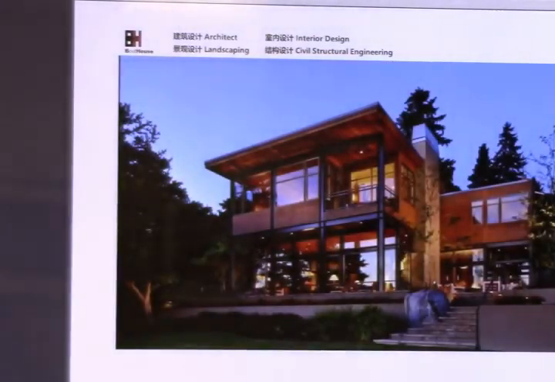So here we are just generally talking about the building types. It's not all, it's just basic types and some advantages and disadvantages.